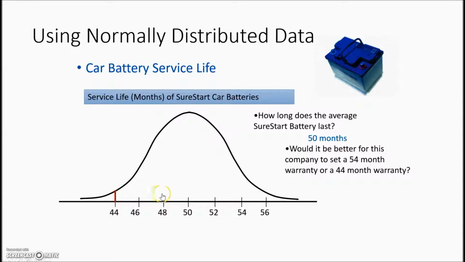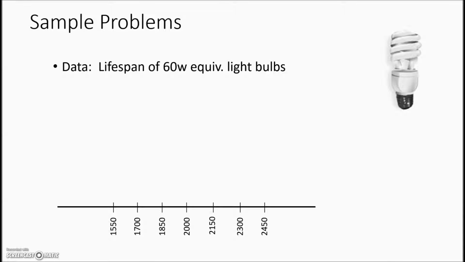If you remember, 3 standard deviations above and below is 99.7%. How many aren't going to make it to 44 months is going to be just a very small percentage. So for them to be on the safe side, that would be the better warranty for this company.